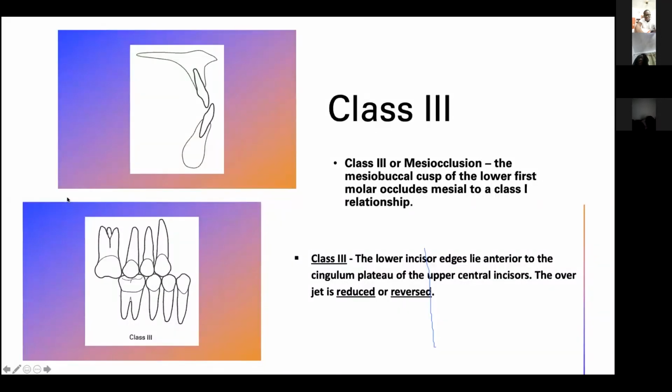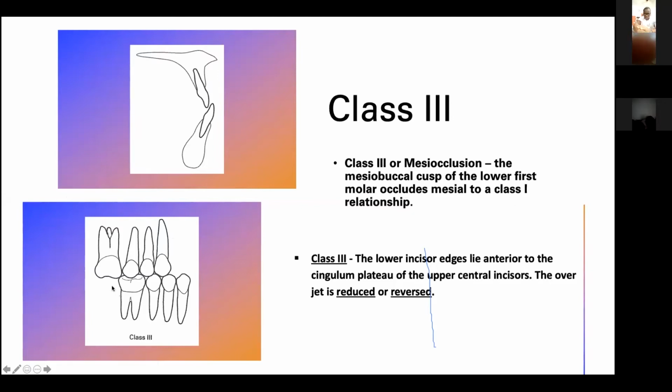Class 3 occlusion. I know many people used to laugh at people that had class 3 occlusion because their lower jaw is pushing forward. Yeah, this is what will be known as a class 3 occlusion. The lower jaw is pushing forward. So again, now we look at class 3 or mesial occlusion. The mesiobuccal cusp of the lower first molar occludes mesial to a class 1 relationship.